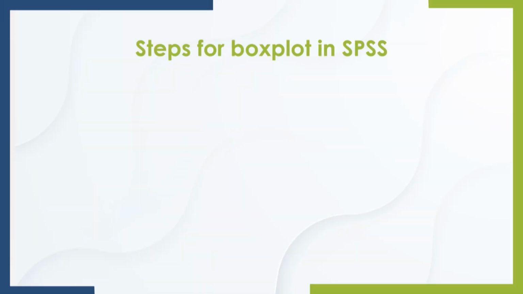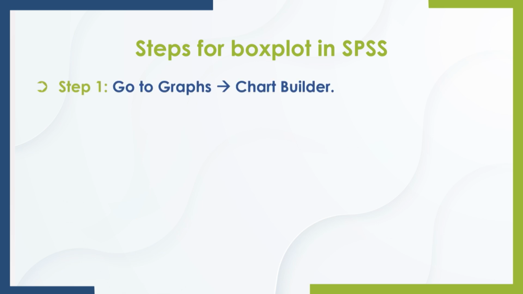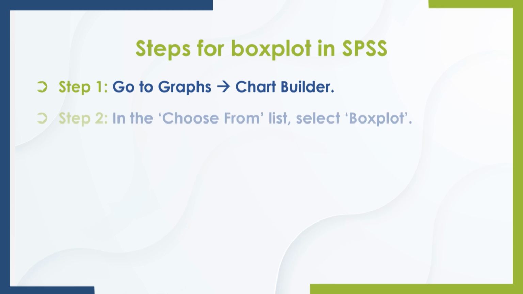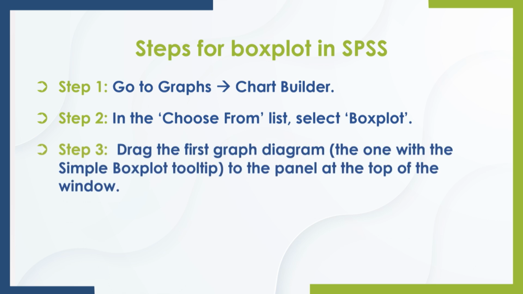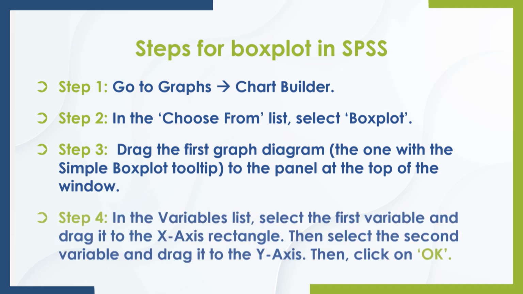Let us see the steps for making a box plot in SPSS. Step 1, go to Graphs, then click Chart Builder. Step 2, in the Choose from list, select Boxplot. Step 3, drag the first graph diagram to the panel at the top of the window. Step 4, in the variable list select the first variable and drag it to the x-axis rectangle. Then select the second variable and drag it to the y-axis. Then click OK. You will get the box plot.